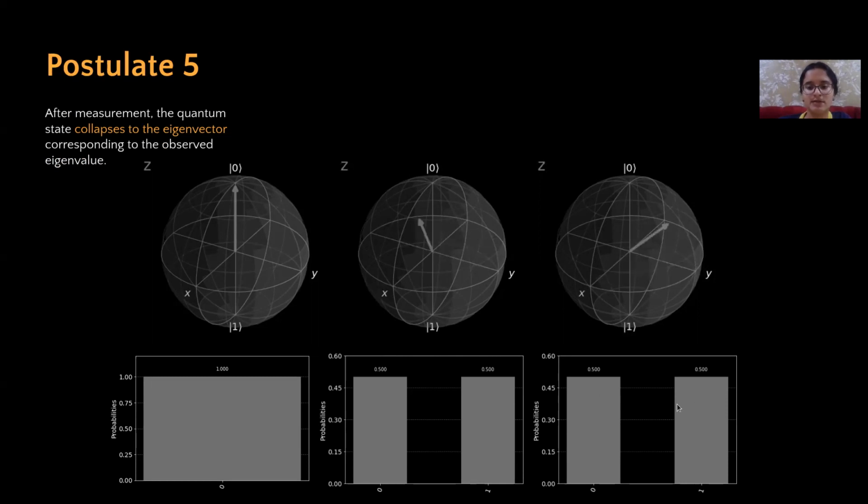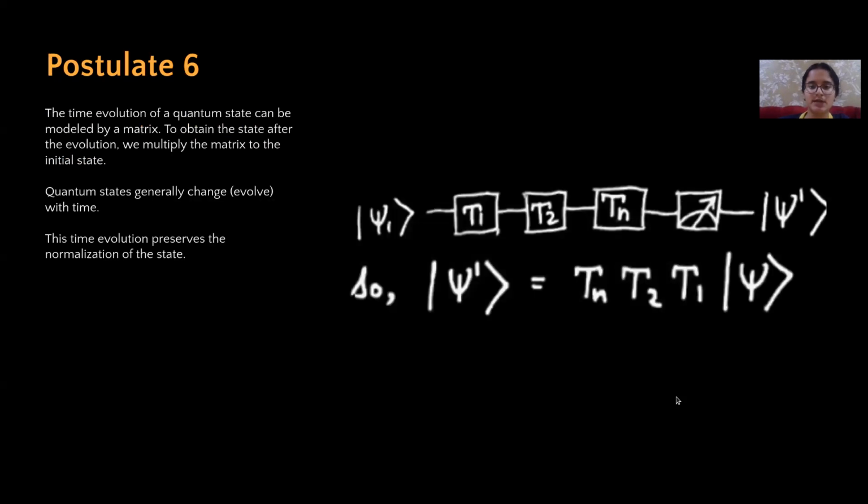And if you sum these two together, then you get 1. So that also satisfies the law of probability that we discussed in the previous postulate. Then the last postulate says that if we have a given state vector, then through a duration of time, we can apply many operations on them. These operations are the ones like the Z operator that we've taken as an example in this video. And one after the other, we can apply different operators, and then we will get a new output state.